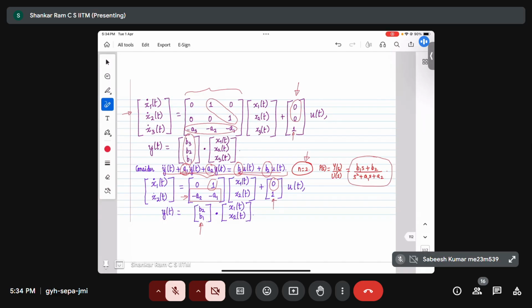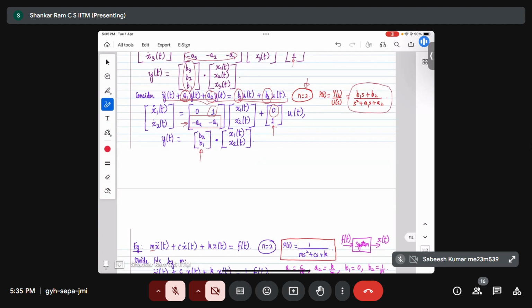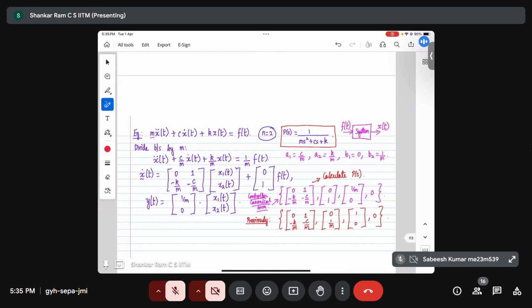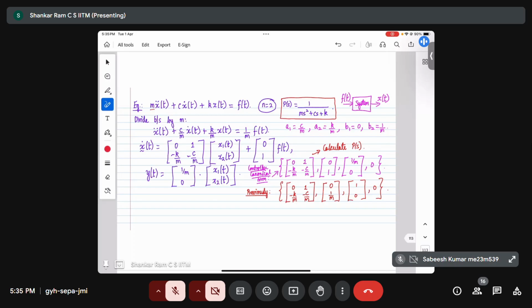Now, this is the state space representation in the controller canonical form. Just to demonstrate it, we can consider the mass spring damper system, where we know the governing equation is m x double dot plus c x dot plus k x equals F. Here n is equal to 2, and the plant transfer function is 1 by m s squared plus c s plus k. All of us know about these things.